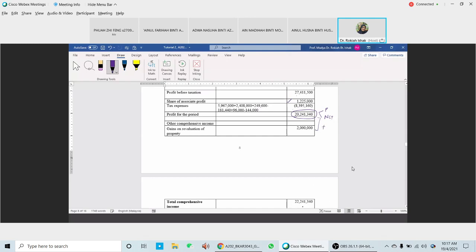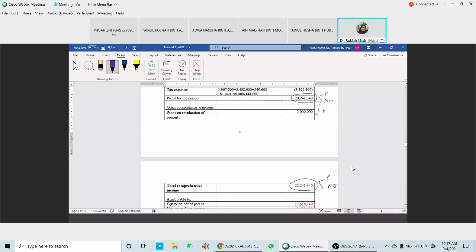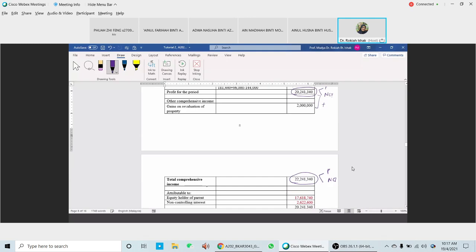Both of these need to be allocated to parent and NCI. So we're going to have two profit attributables to, two items here. The first item for the profit attributable to here is the net income. The amount of net income you have here is 20,241,340. This one is going to be allocated to parent and NCI.